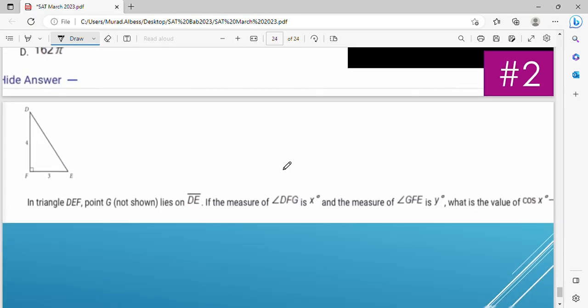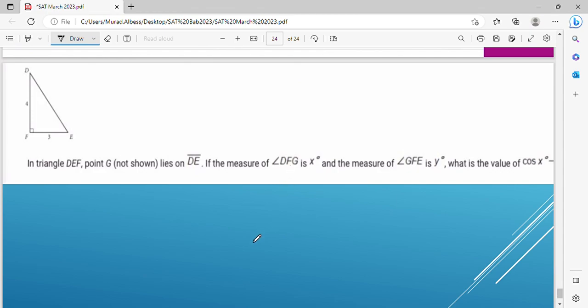Last question. In triangle DEF, point G, not shown, lies on DE, and the measure of angle DFG is x, and the measure of angle GFE is y. What is the value of cosine x minus sine y?